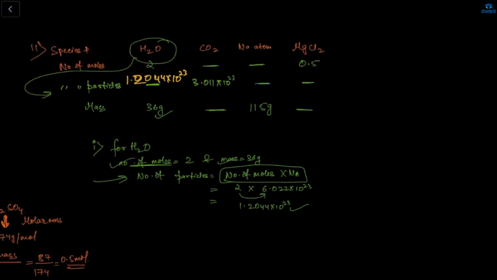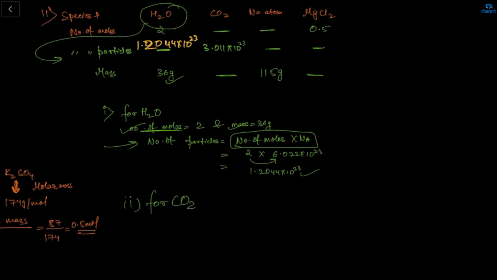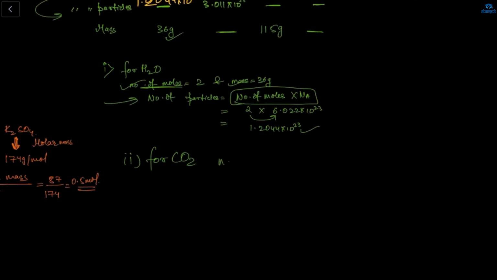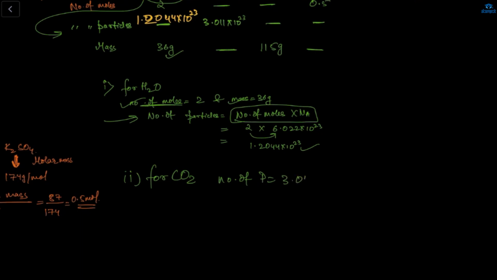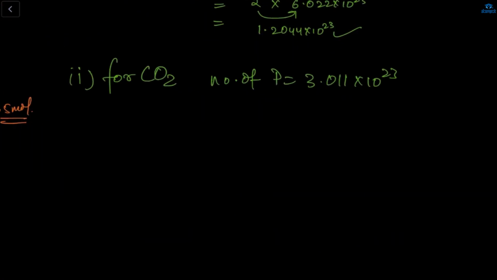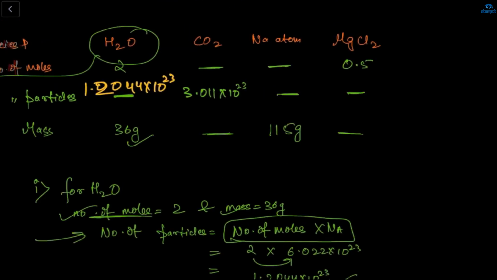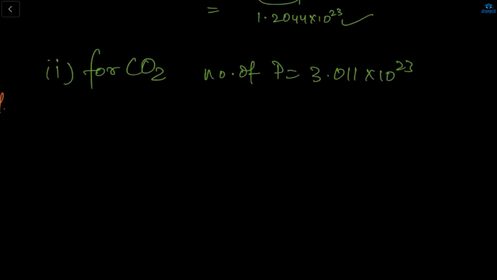Now for CO2 we will calculate. So here, second, for CO2, the number of particles is given. I am writing P for particles: 3.011 into 10 to the power 23. Number of moles is not given, even mass is not given. Only particles is given. So how to solve this? First we will find the number of moles.